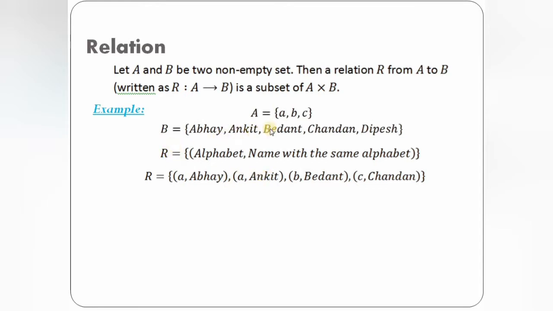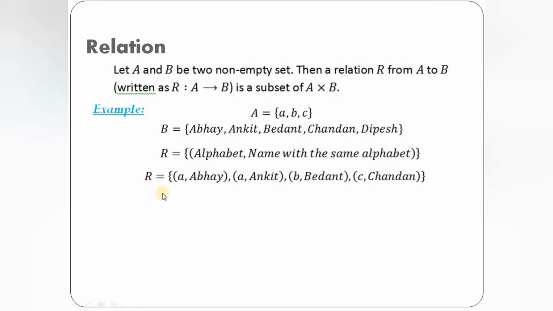Now we don't have any other name starting with A. Let's see the other alphabet. The other alphabet is B, isn't it? The name which begins with B is only Vedant. So B comma Vedant will also come in this relation. Now C. We have the alphabet C and the name starting with C is Chandan. So C, Chandan will also come. Now we don't have any other alphabet here, so these are the only ordered pairs which belong to this relation R.